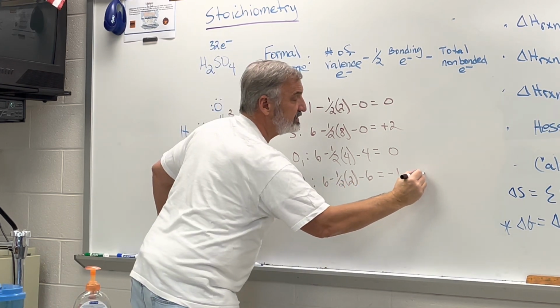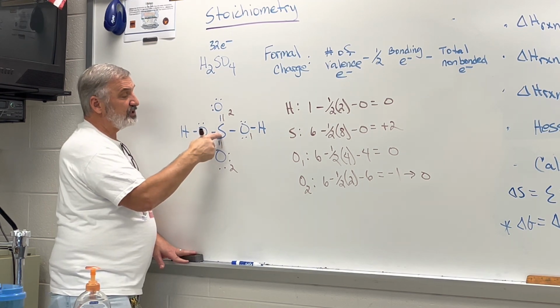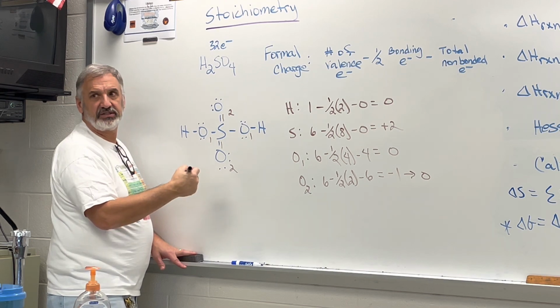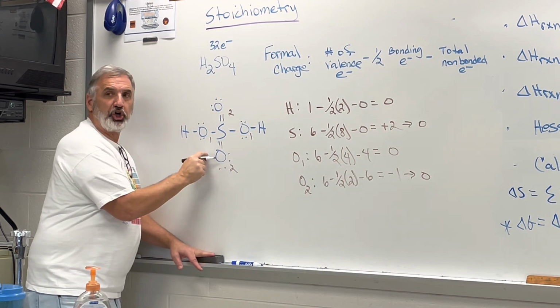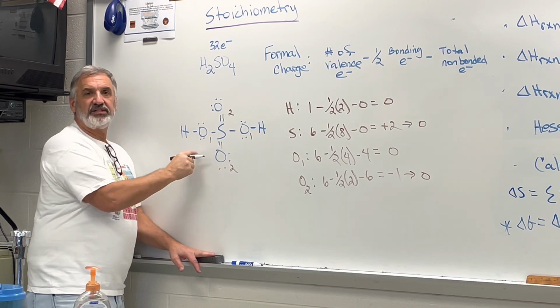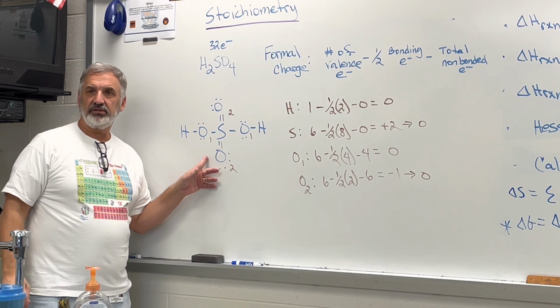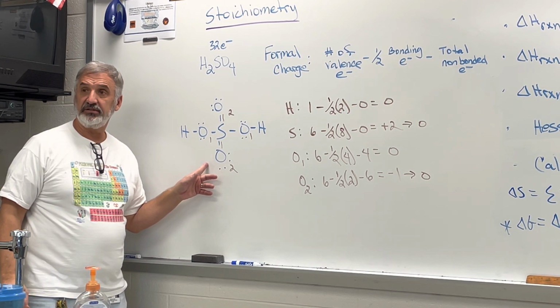So this one goes to 0. And this one now is 6 minus 1/2 of 12 minus 0 is equal to 0. So it goes to 0 as well. So according to formal charge, this is the better structure. The one with the minimal formal charge on every element, close to 0.